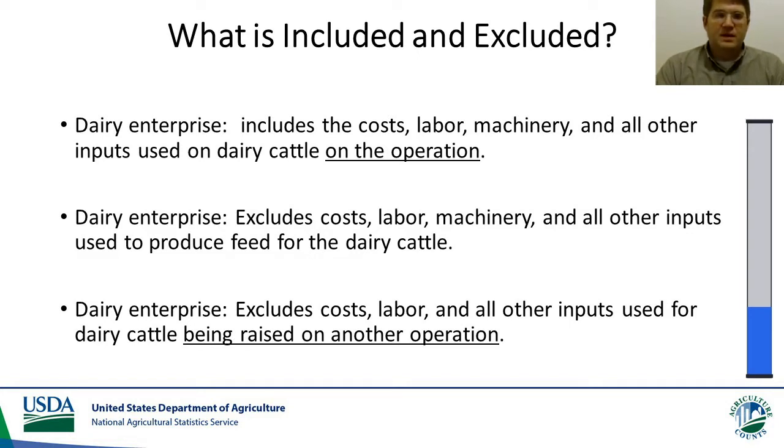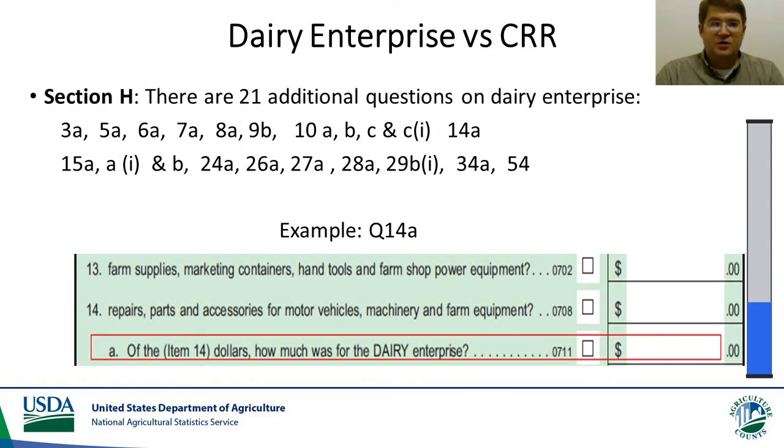For example, labor and input costs for milking, herd management, feed, manure hauling, and manure handling should be included. But any cost associated with producing feed, such as labor associated with growing corn silage, hay, and other forage and grains for the dairy, should be excluded. There are 21 additional questions in Section H on the dairy enterprise. Each of the dairy enterprise questions is a subset of the question above it. One example is question 14. There is an additional question, 14a, on dairy.